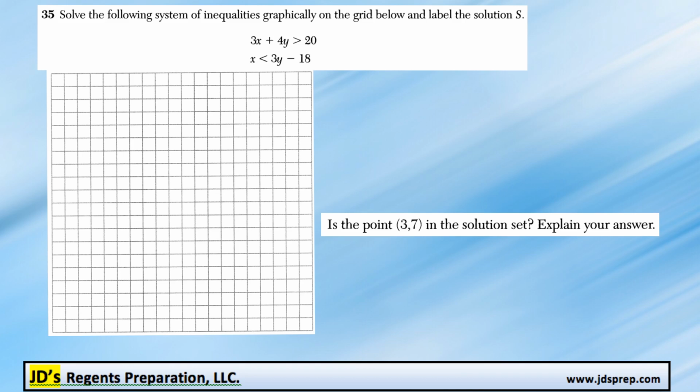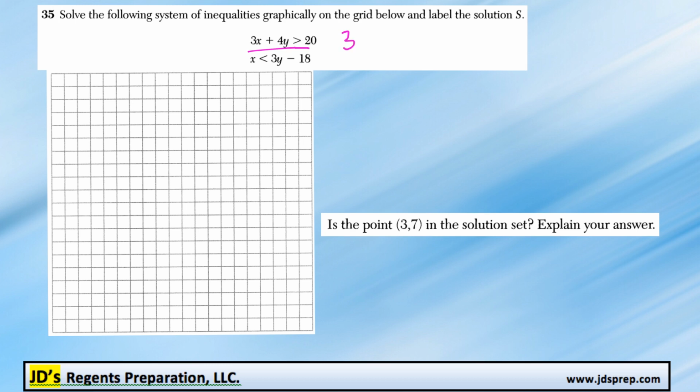This is problem number 35 from the August 2017 Algebra Regents exam. In this question, we have two inequalities, a system here, and it wants us to solve it graphically on the grid. First thing we want to do is rewrite these inequalities in terms of y. So let's start with the first one.